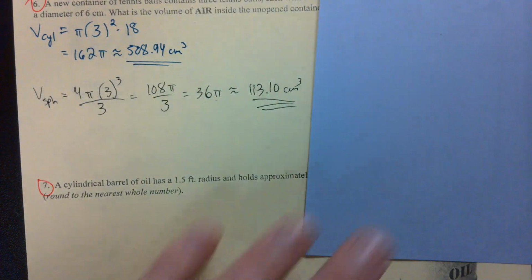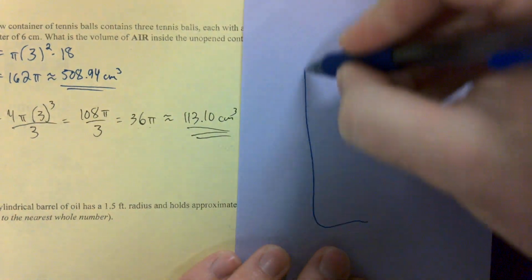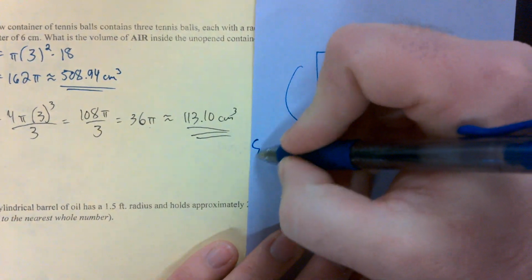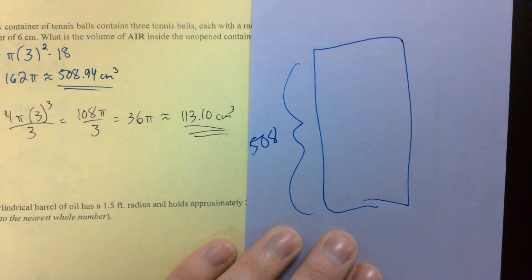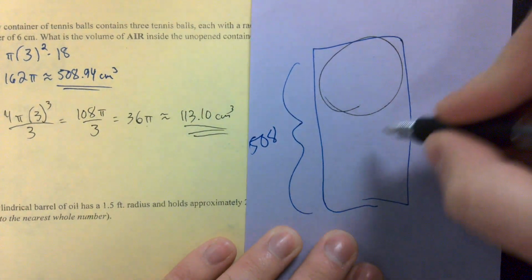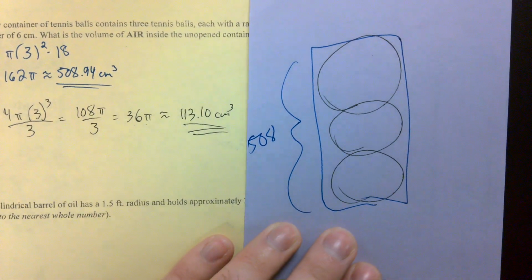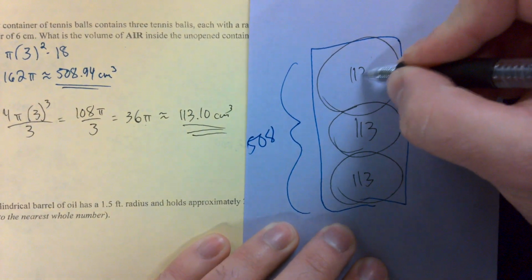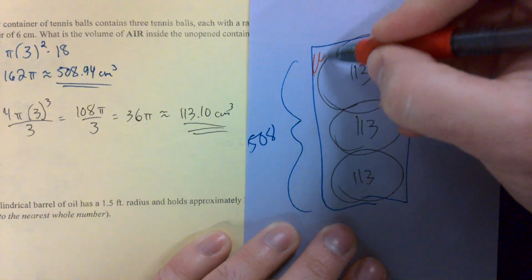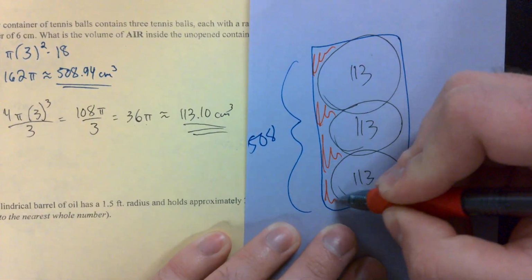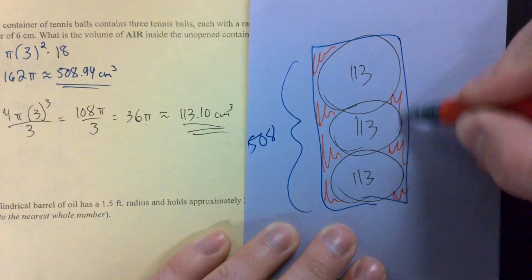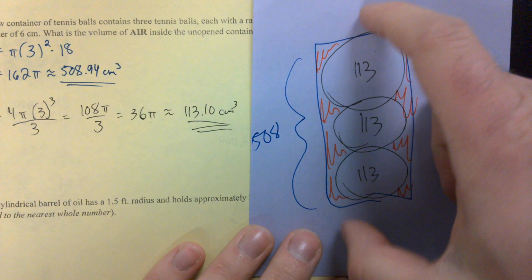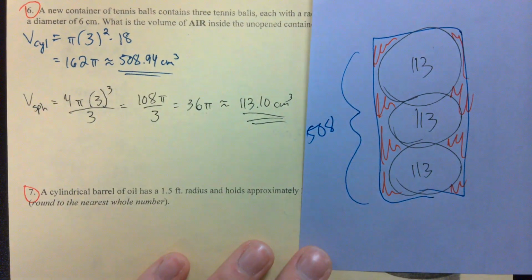So let me draw this in a way that might make sense. Here's our container, right? I'm going to do the container in blue. This total volume, let's just say, is 508. We've got 3 spheres within that cylinder that are all 113, 113, 113. And we need to solve for all of the air left in the container around those spheres. Hopefully that's a good visualization of what we're doing.